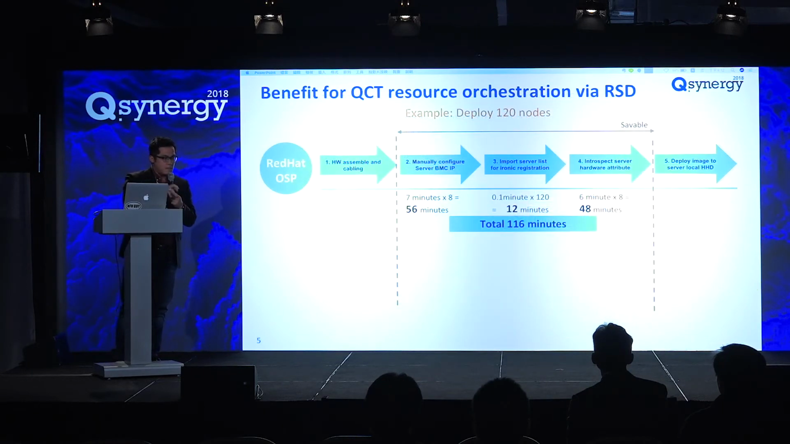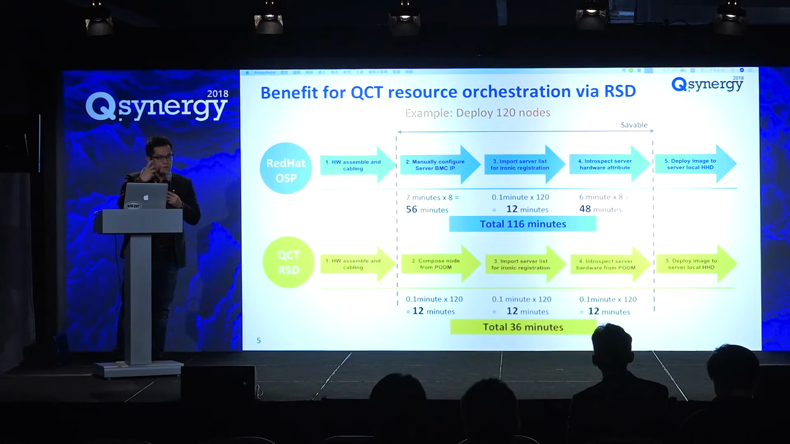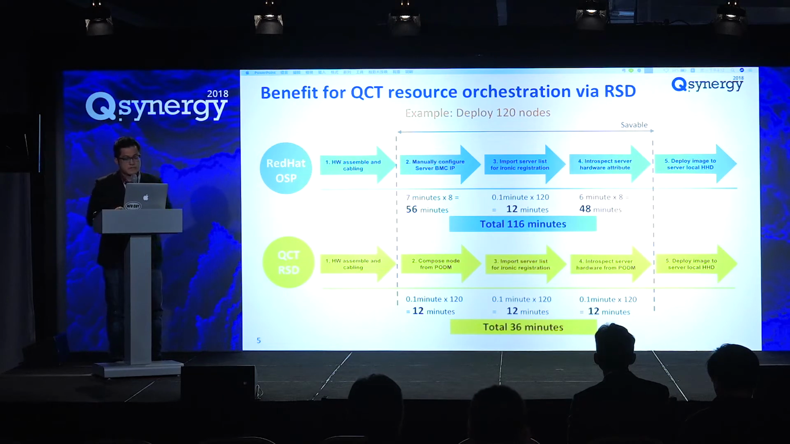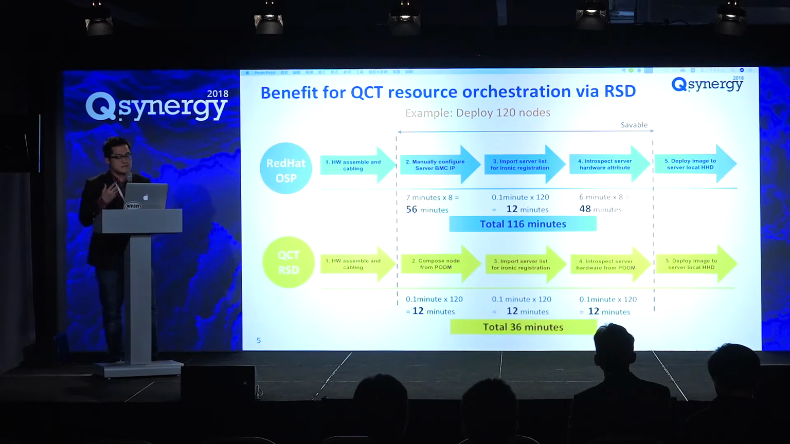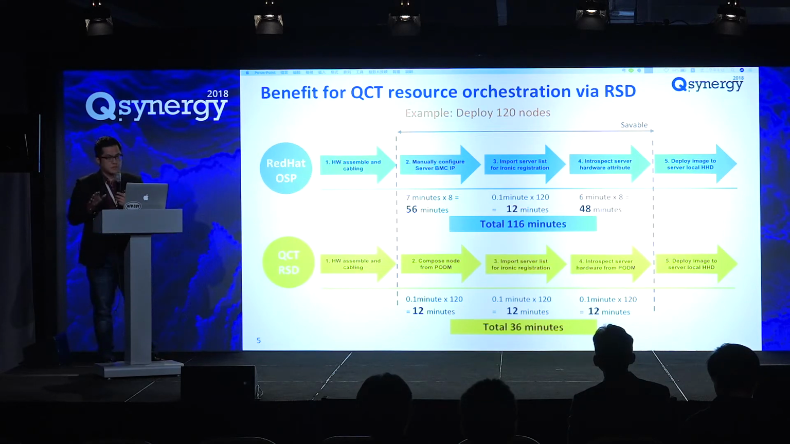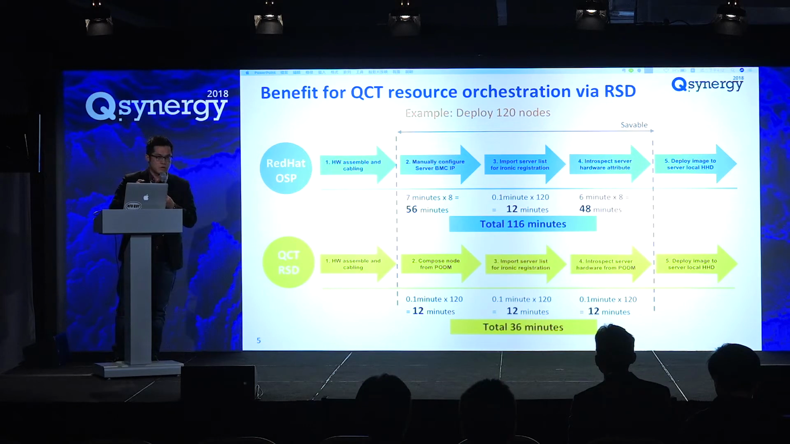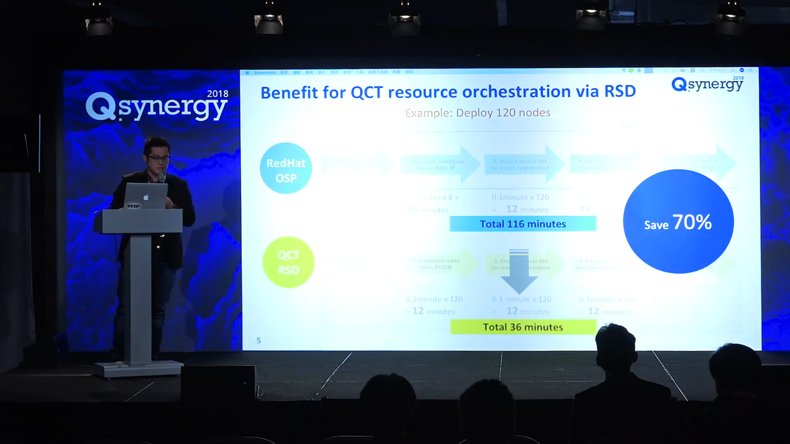So when we combine the OpenStack with RSDs, compared to the OpenStack with no RSDs, there is a very big deployment time improvement. You can actually save a lot of deployment time. If it is Red Hat OpenStack without the RSDs, the total deployment that we calculate will take 116 minutes. But if you have the RSD implementation, you can decrease the time to a total of 36 minutes. So it can save almost 70% for the on-site deployments.